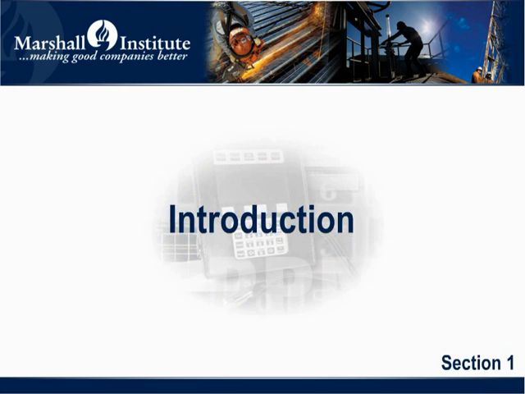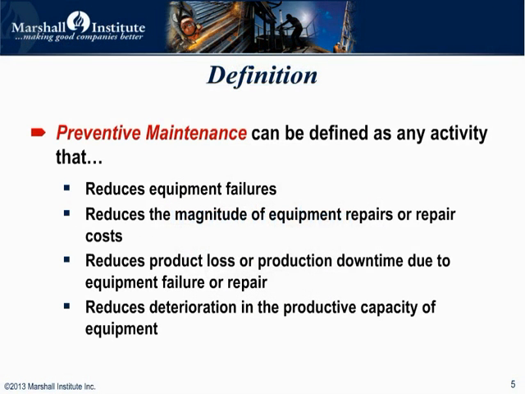Let's begin with some basic definitions. First of all, let's make sure we have a good working definition of preventive maintenance, usually abbreviated PM. Preventive maintenance can simply be defined as any activity that does any or all of these things: reduces the number of equipment failures, reduces the magnitude of equipment repairs or repair cost, reduces the product loss or production downtime associated with equipment failure or repair, or reduces deterioration in the productive capacity of the equipment over time.